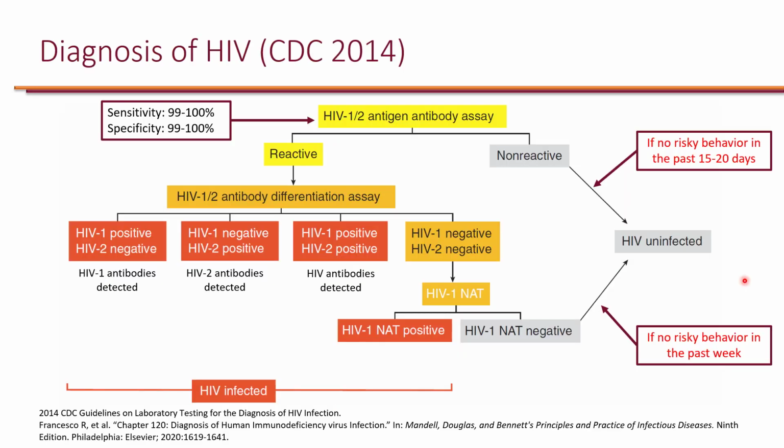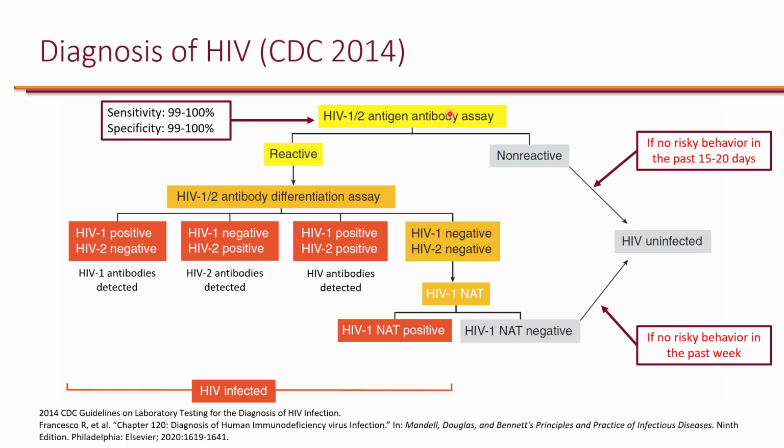Let's take a look at diagnosis of HIV. These are the recommendations from the 2014 CDC guidelines. Since 2014, it's been recommended to use an assay that's a combination of antigen and antibody, which detects antigen and antibodies from both HIV-1 and HIV-2. If this is non-reactive, assuming the patient has not had risky behavior in the previous 15 to 20 days, then we can confidently conclude that the patient does not have HIV. And this test has a very high sensitivity and specificity.